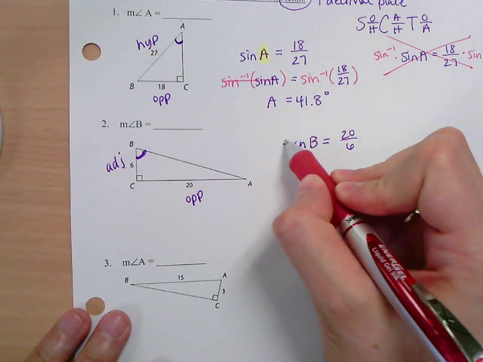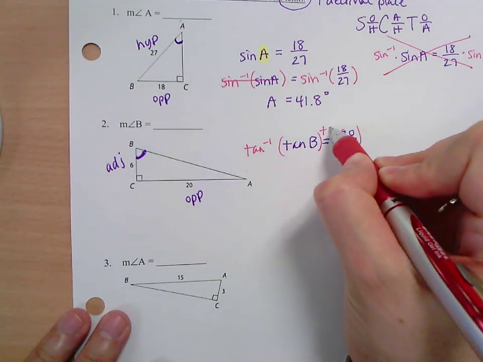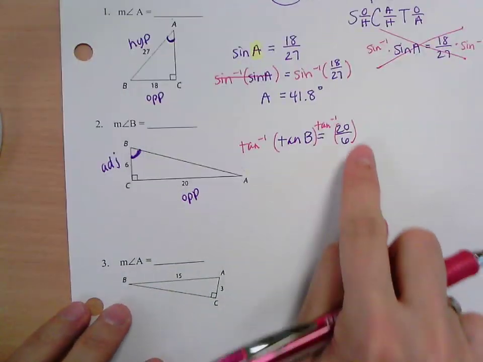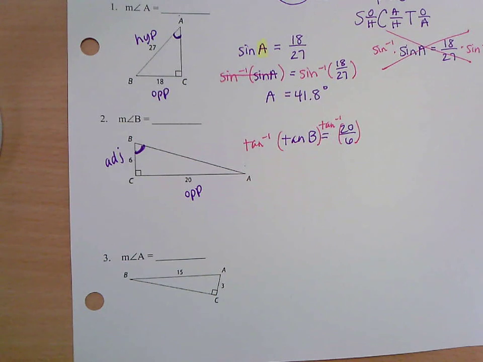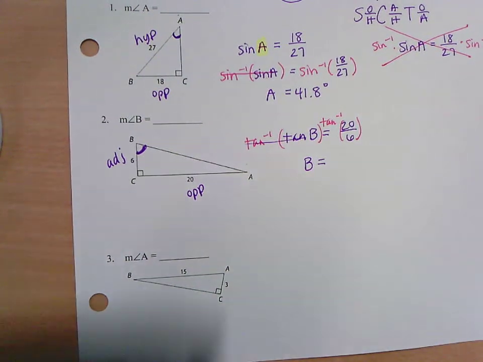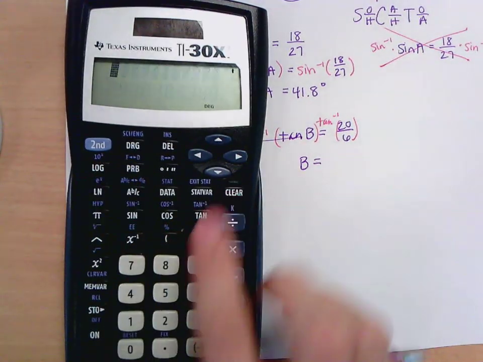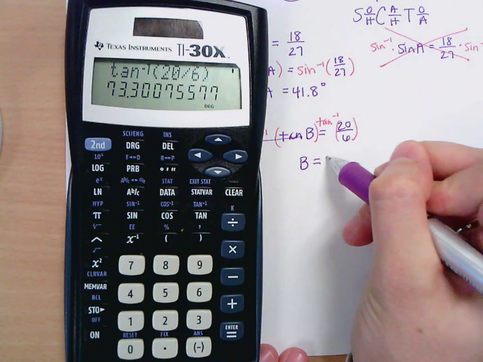Okay, and then if you can squeeze it in, I'm taking now inverse tangent of both sides. But notice even on the right side, you write the inverse tangent in front because you're taking inverse tangent, you're not multiplying by it. It's like taking a square root. You don't multiply a square root sign, you take the square root. So these cancel, so I just have angle B is equal to, and then on my calculator, I do second tangent, inverse tangent of 20 divided by 6. Close the parentheses, hit enter. So that should be about 73.3 degrees.